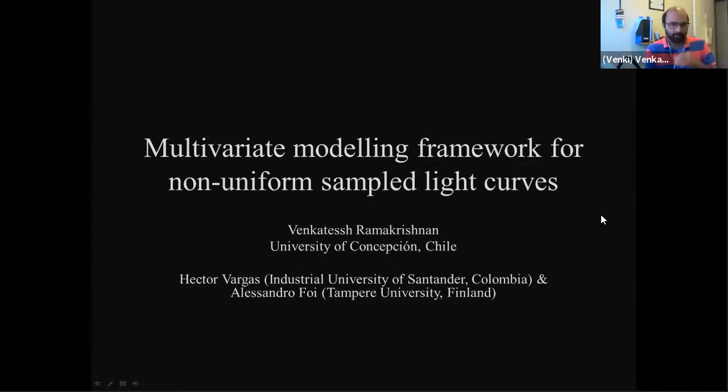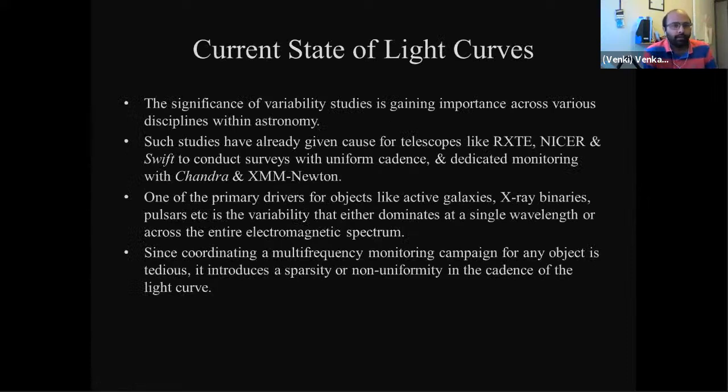I'm going to be talking about something that hasn't been given much importance when it comes to modeling or interpolating light curves as such. Having already heard a lot of talks on time series, I'd like to just give a short preview of the existing light curves that we have on hand, which mostly come from long monitoring campaigns by the likes of Rossi X-ray Timing Explorer, NICER, or SWIFT, and for dedicated pointed observations, we also have Chandra and XMM-Newton.